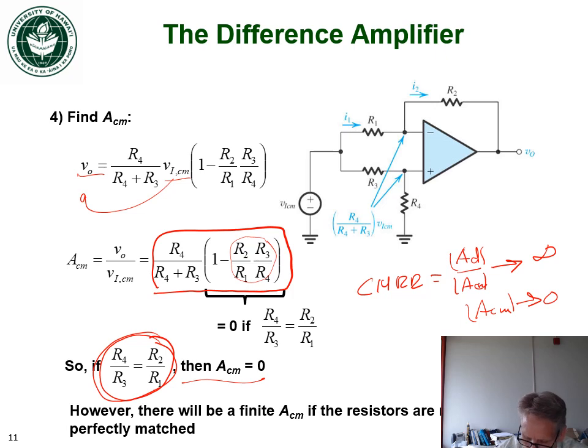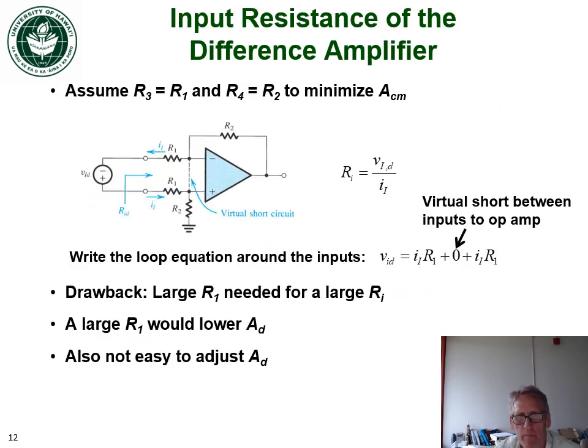All right, the last thing we're going to try to figure out here is the input resistance. So in the input resistance, to solve for that, we're going to apply a differential input voltage and measure the current, take the ratio, and we should be able to figure out what that resistance is. So for simplicity, we're going to assume R3 is equal to R1 and R4 is equal to R2. This minimizes common mode gain and makes this analysis a little bit easier. So the input resistance is just our input differential voltage divided by the current.